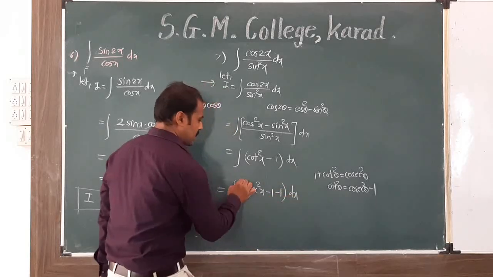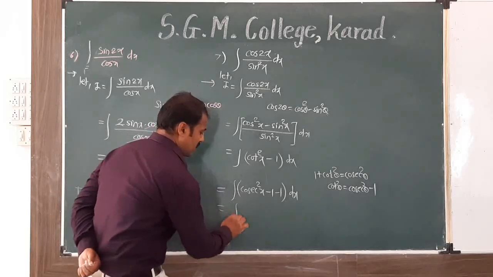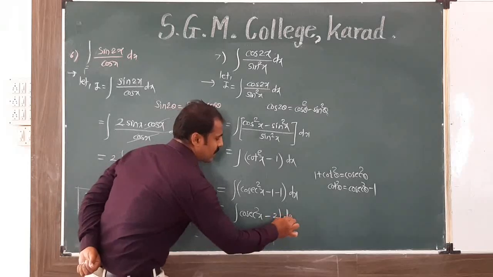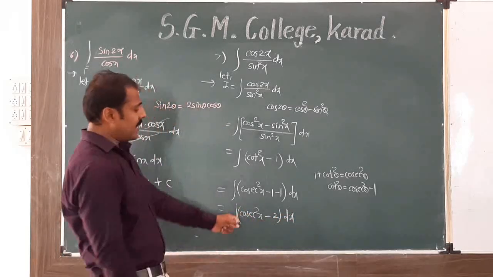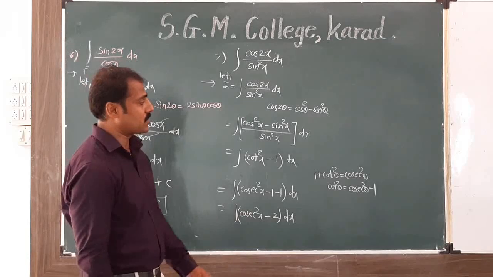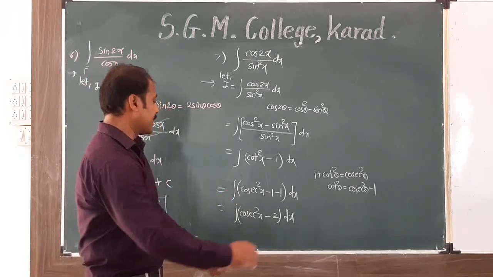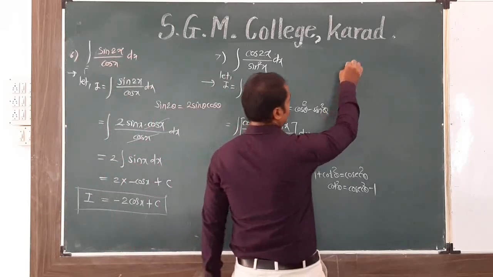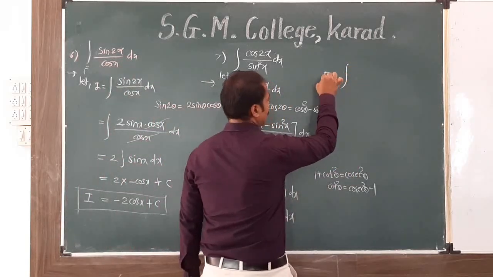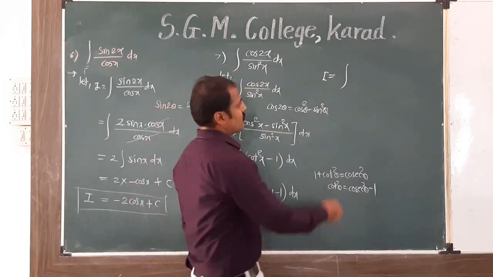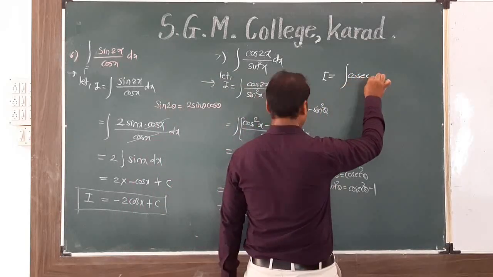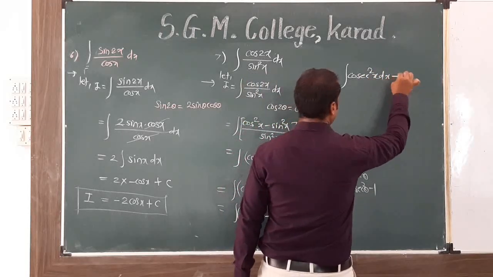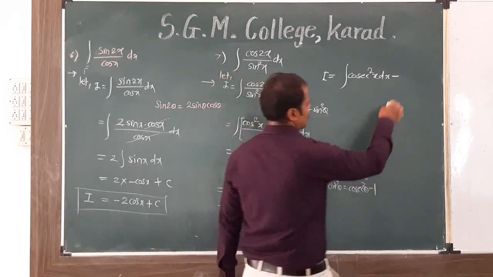Okay, dx, which is equal to integration of cosec square x minus 2 dx. Inside the integration again there is subtraction. Separate the integration sign with dx symbol. So here I is equal to integration of cosec square x dx minus integration of 2 dx.